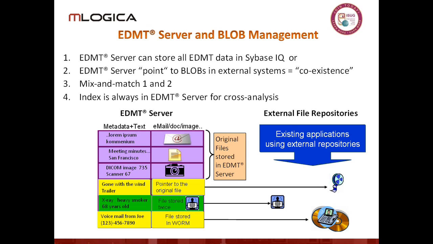They coexist. If a customer has existing repositories, we can store the metadata and text, which is here in this column, and point to the existing repositories. The top 3 rows mean we are storing everything in IQ, including the original email, original document, etc. And of course, we can mix and match. The key thing is you can make this really an indexing and search coprocessor, or you can make it a full database repository.